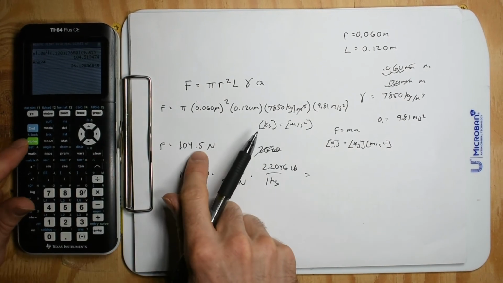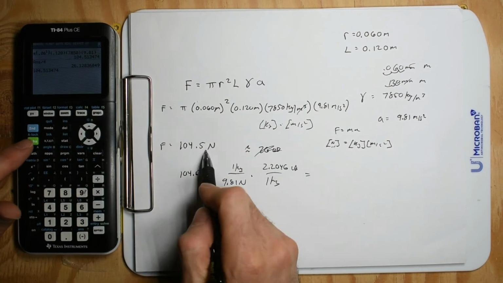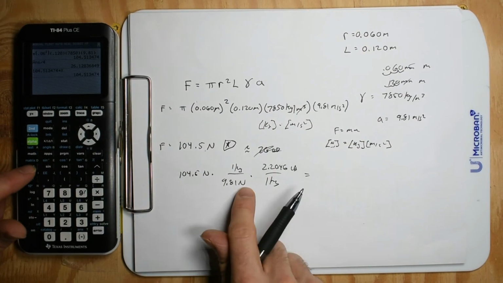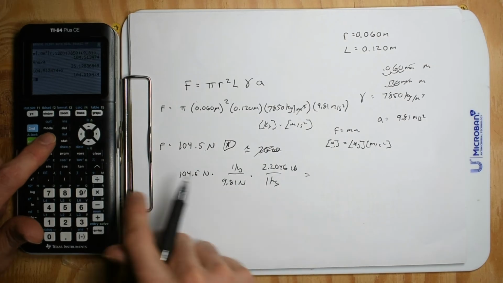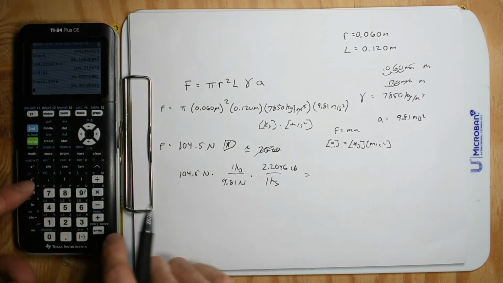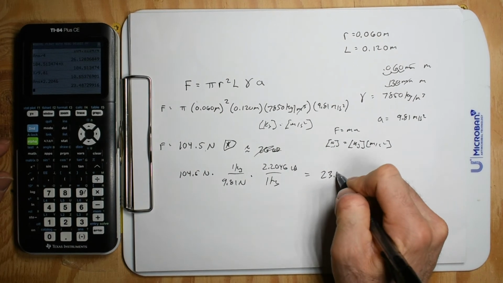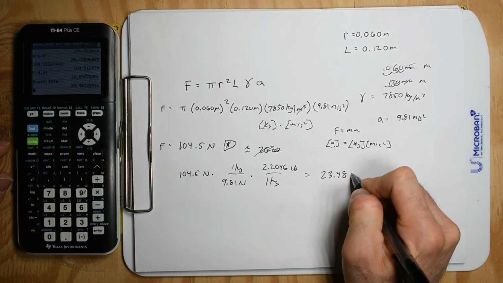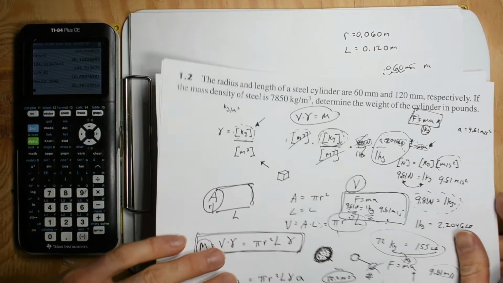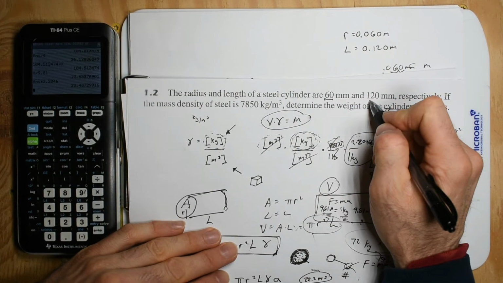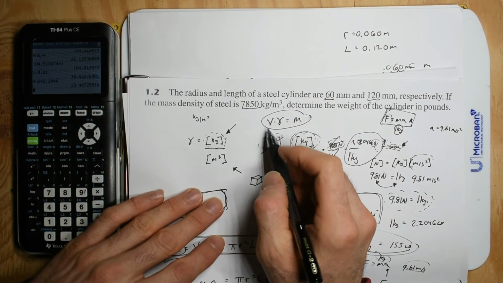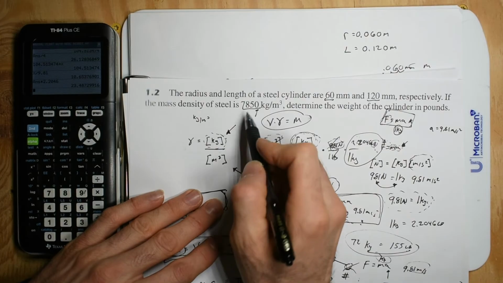So I'm going to store this as x, and we're going to go x divided by 9.81 times 2.2046, and we get 23.487 and so on pounds. And if we look at the significant digits, we got 2 over here, you got 3 over here, you got 4 over there. You never know if this is only 3, though. You know what I mean?